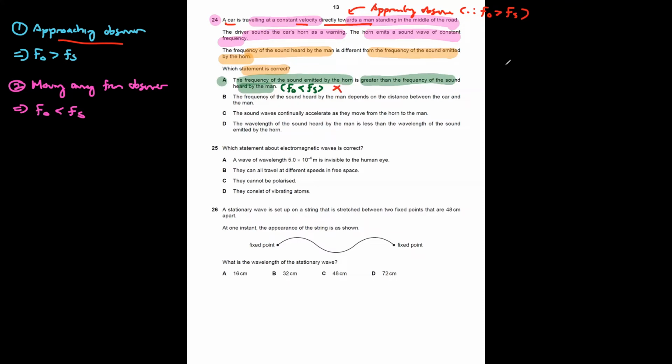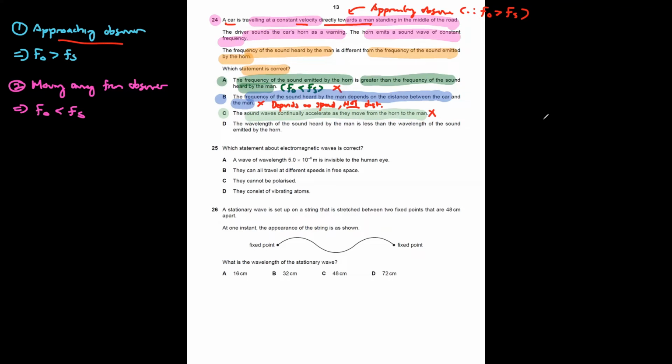Then if you move on to B, the frequency of the sound heard by the man depends on the distance between the car and the man. This one is actually wrong. It actually depends on speed, not distance. This one I will explain in a little while. So B is wrong. Then the next possible answer, C, the sound waves continuously accelerate as they move from the horn to the man. This one is also wrong.